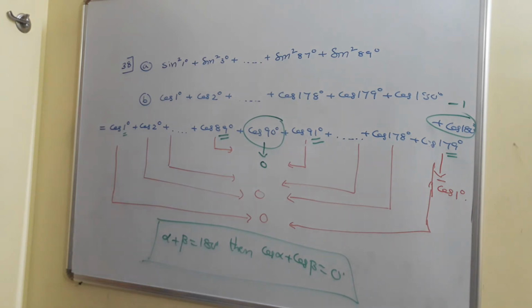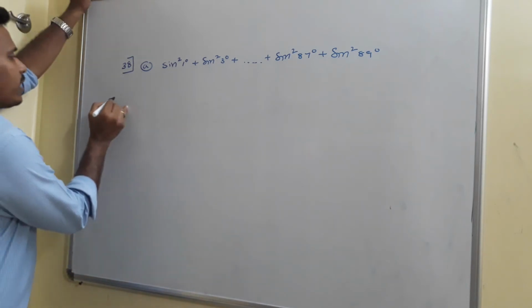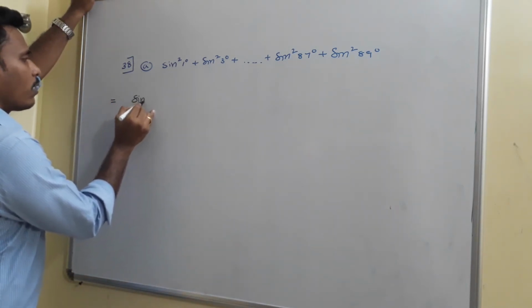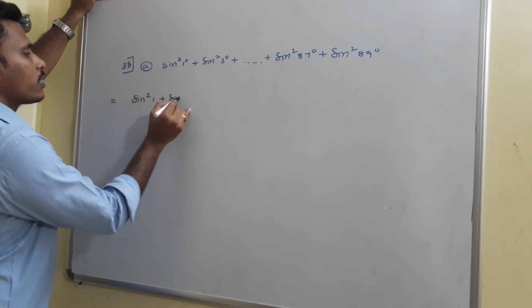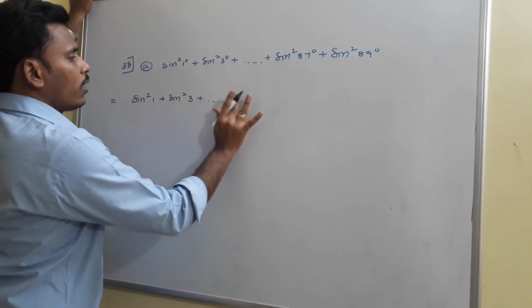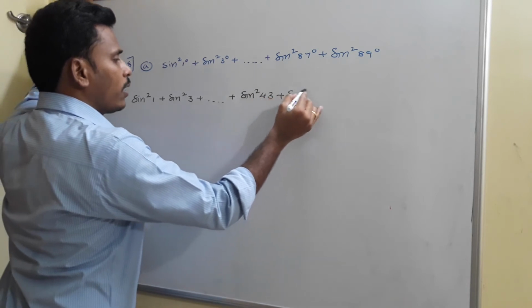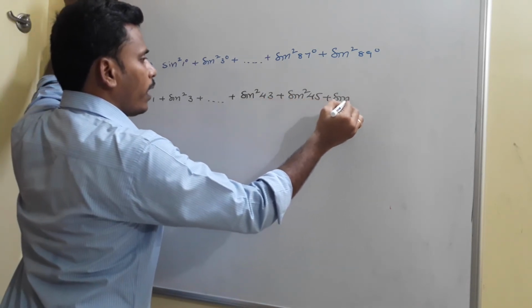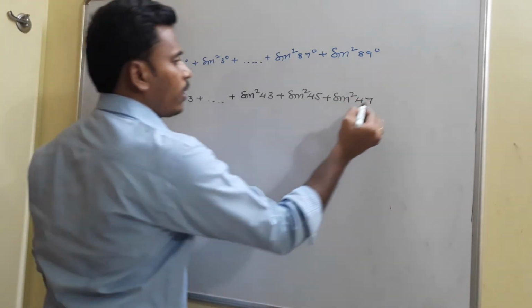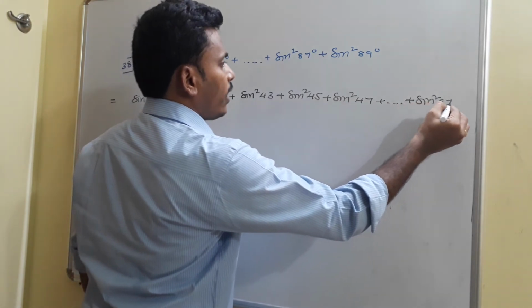Have a look at this. (38a) sin square 1, sin square 3 and so on, sin square 89. As I mentioned in the previous problems, first of all, I am going to write this out elaborately. Sin square 1, sin square 3 and so on. See, all odd terms are involved. Sin square 3 plus sin square of 43 plus sin square of 45 plus sin square of 47 plus and so on, plus sin square of 87.